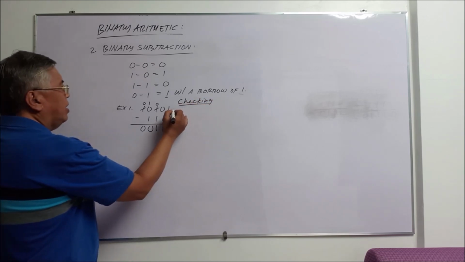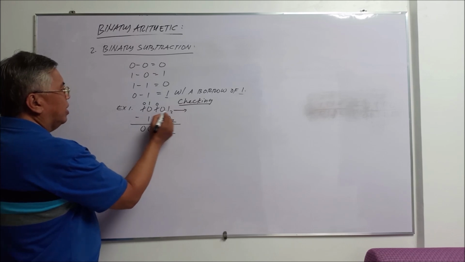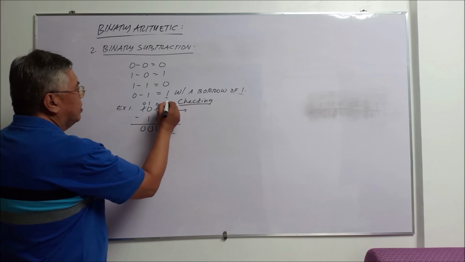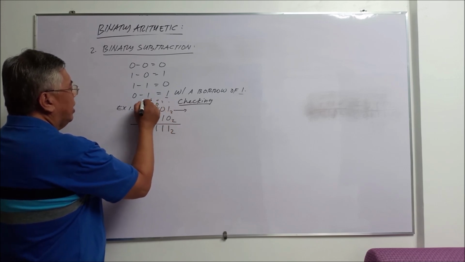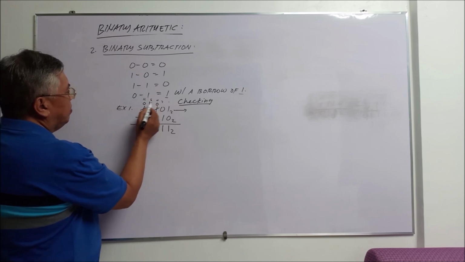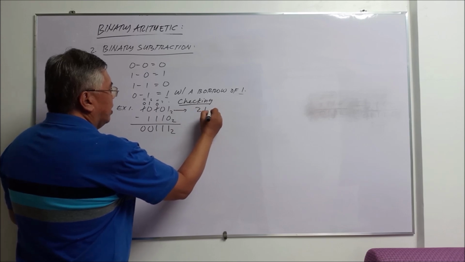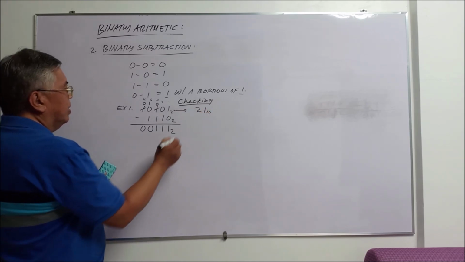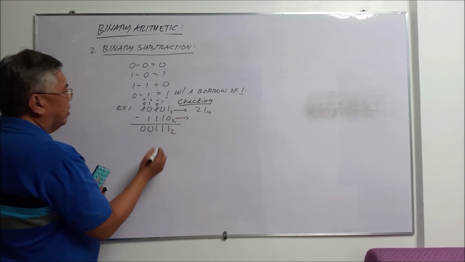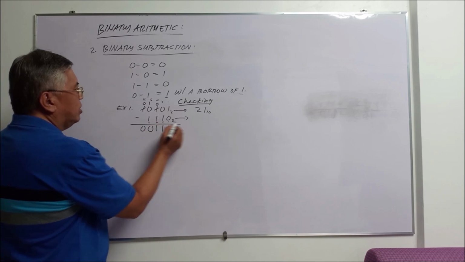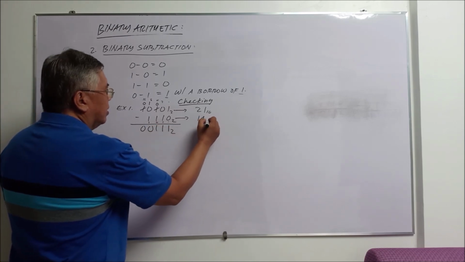okay, so let's say, what is this binary number equivalent to in decimal? So you have 1, 2, 4, 8, 16. So 16 plus 4 is 20, plus 1 is 21 of base 10. And this one here is what? 1, 2, 4, 8. 8 plus 4 is 12, plus 2 is 14 of base 10.